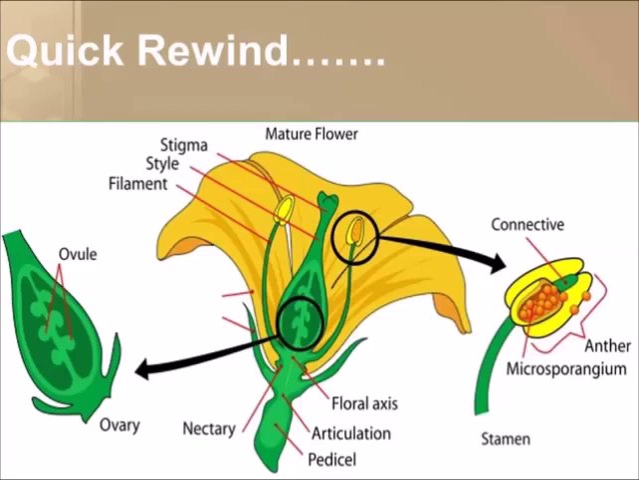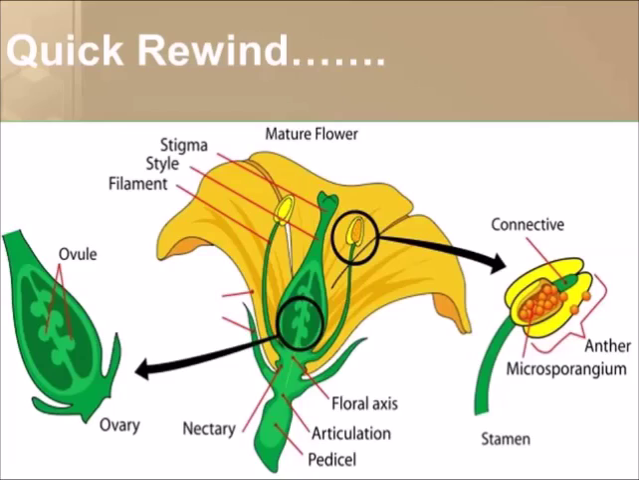As previously discussed, in this figure we can see the structure of a complete flower or a perfect flower. A perfect flower is also called a bisexual or hermaphrodite flower. It consists of all the four whorls, that is calyx, corolla, androecium and gynoecium. Androecium is the male reproductive part and includes stamens. Stamens are in turn composed of anther, filament and connective.